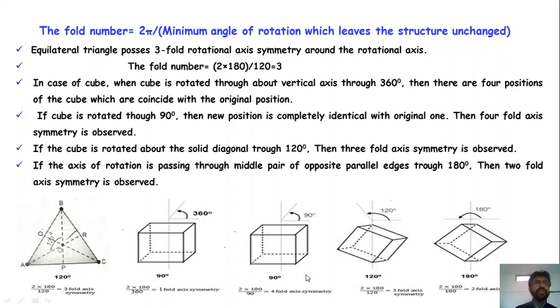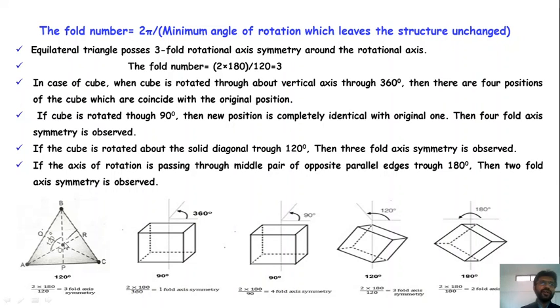Now in case of the equilateral triangle, we observe that the minimum angle of rotation is 120 degrees. If we substitute this value of theta, then you will get that the total number of folds is 3. Therefore we can observe that this has threefold axis symmetry.